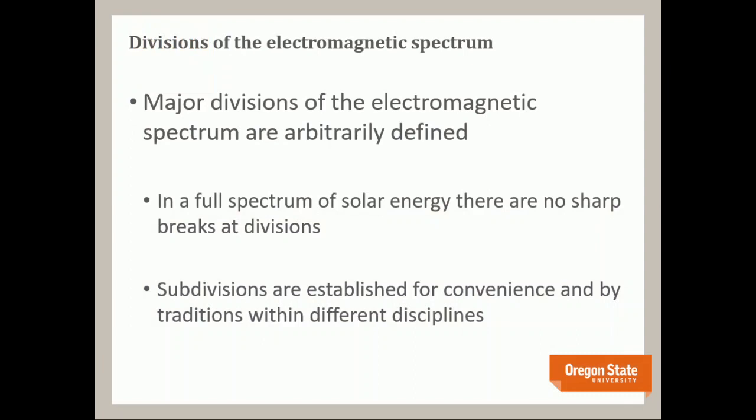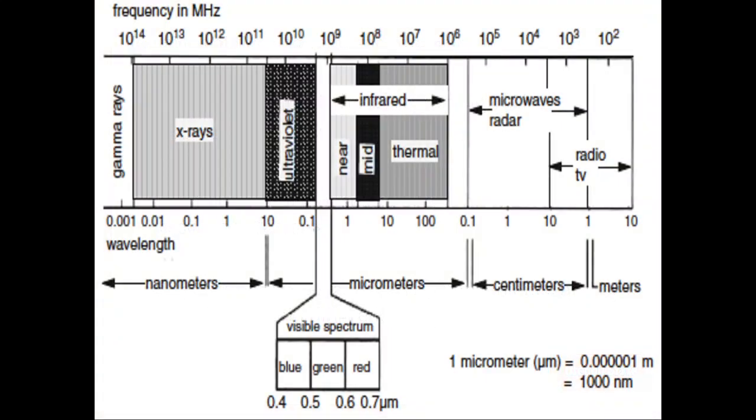Division of the electromagnetic spectrum. Major divisions of the electromagnetic spectrum are arbitrarily defined. In the full spectrum of solar energy, there are no sharp breaks at divisions. Subdivisions are established for convenience and by tradition within different disciplines.